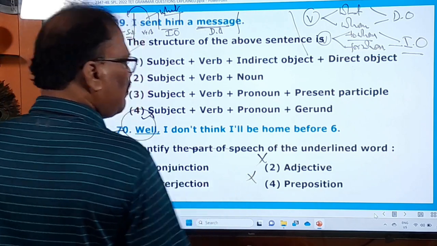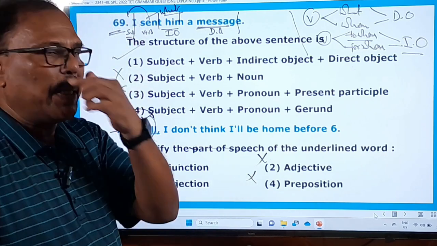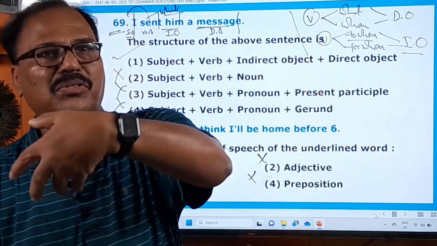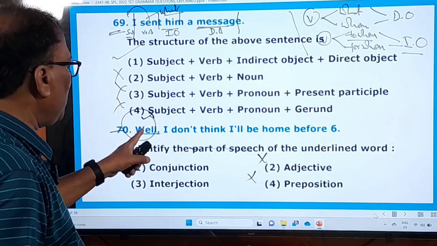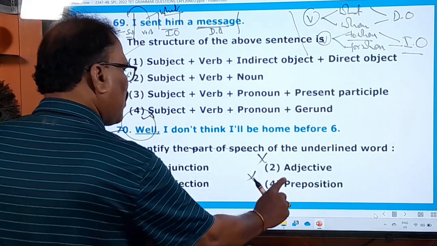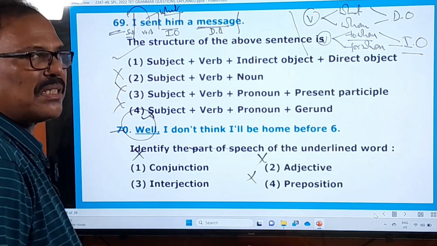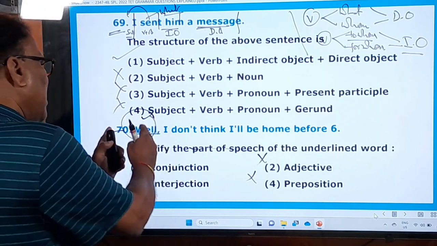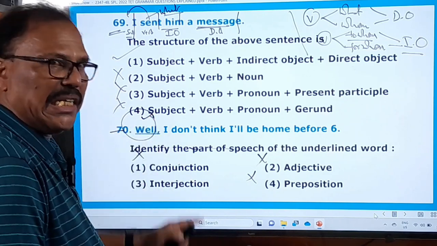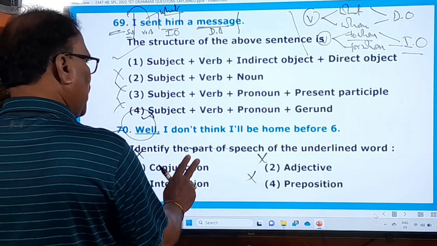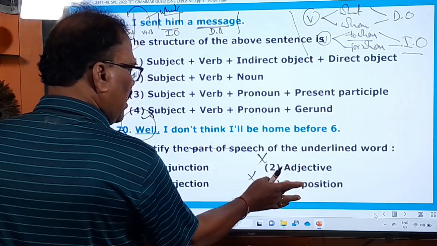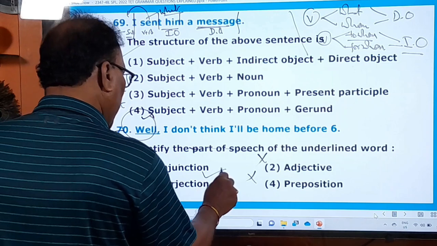And what is a preposition? Preposition means it comes before a noun or a pronoun and joins it to the rest of the sentence, but it's not doing that job here. So if you know the concept of the parts of speech, you can easily understand what that word is. So it is neither a conjunction, nor an adjective, nor a preposition. But what is it? It is an interjection.